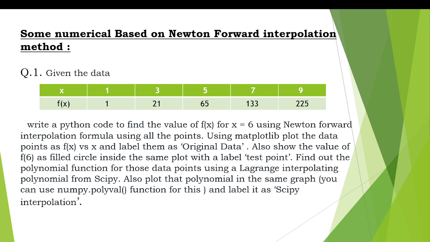Plot the data points as f of x versus x and label them as original data. Also show the value of f of 6 as a filled circle inside the same plot with a label test point. Find out the polynomial function for those data points using the Lagrange interpolation polynomial from SciPy. Also plot the polynomial in the same graph and label it as SciPy interpolation.